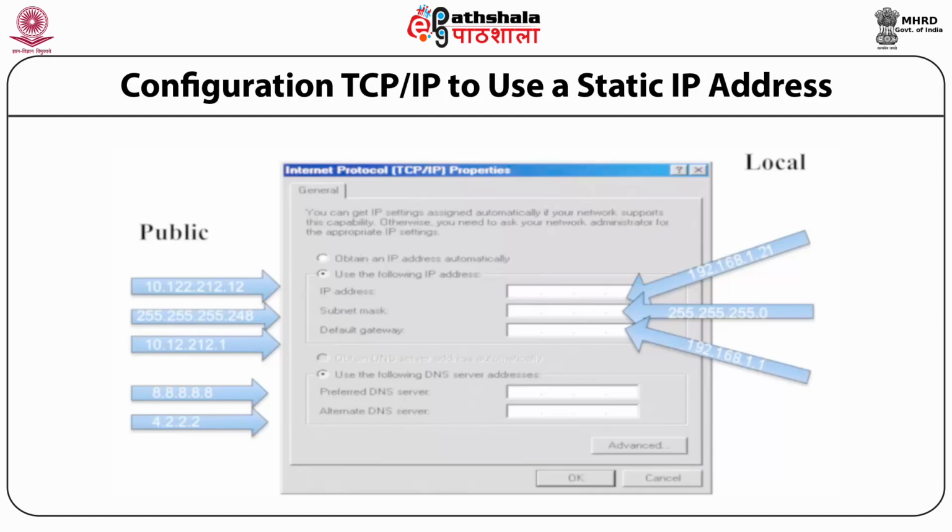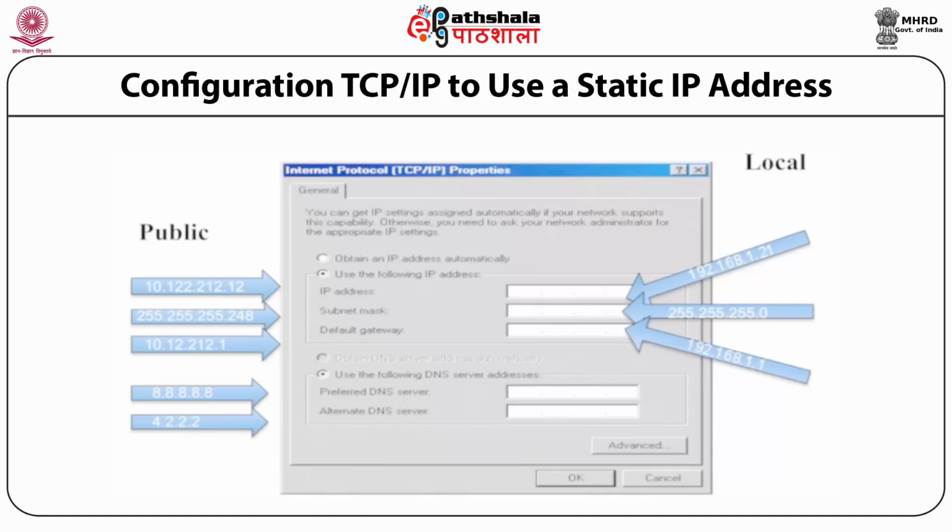Now here I have given an example. First, the right side, local. I am using a network where I can configure up to 255 nodes. So I am using 192.168.1.1 as my gateway, the default gateway. That is the third. And I am giving my machine 192.168.1.21. Then the subnet mask. The details are not required now.